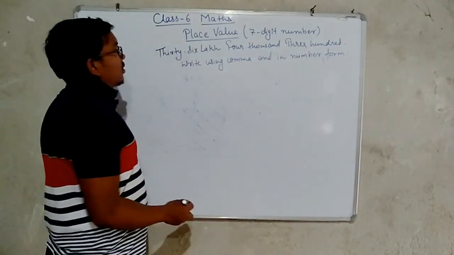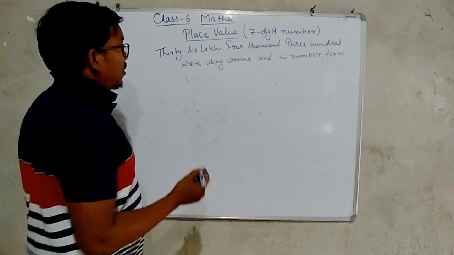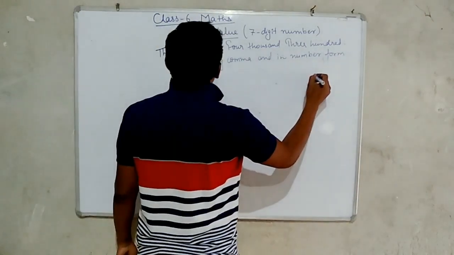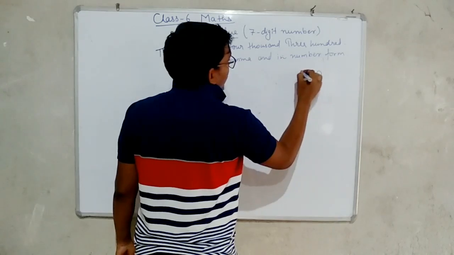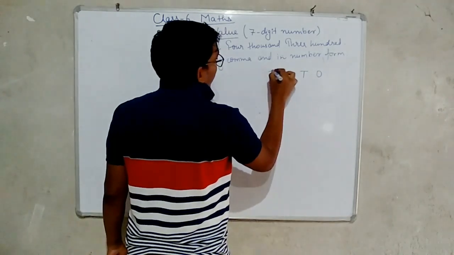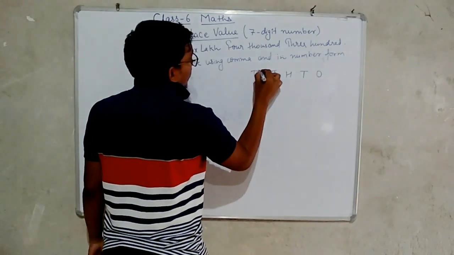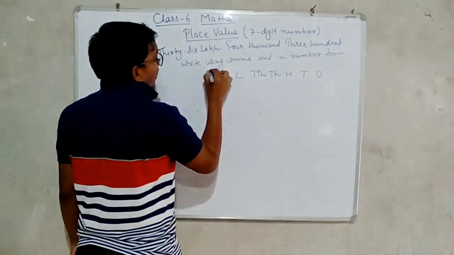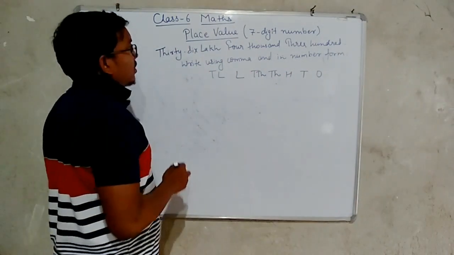So at first again, what will we do? We will arrange the place values: ones, tens, 100, thousand, 10,000, lakhs and 10 lakhs.